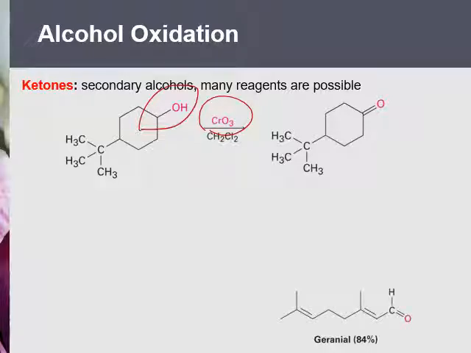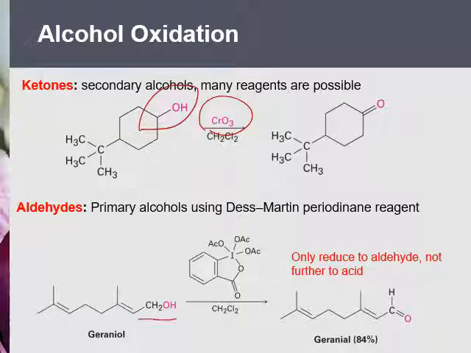Aldehydes can be synthesized by oxidation reaction from primary alcohols. The oxidizing reagent can only be mild oxidizing reagents such as Dess-Martin periodinane. If a strong oxidizing reagent such as chromium oxide is used, the aldehyde produced will be oxidized further to carboxylic acid.